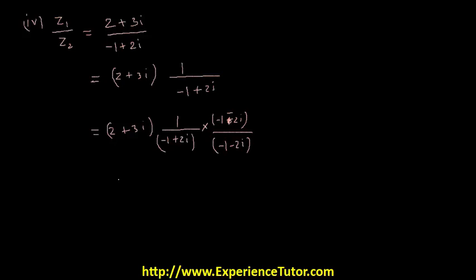So we'll get it something like this: (2 plus 3i) multiply (minus 1 minus 2i) upon (minus 1) whole square minus (2i) whole square.